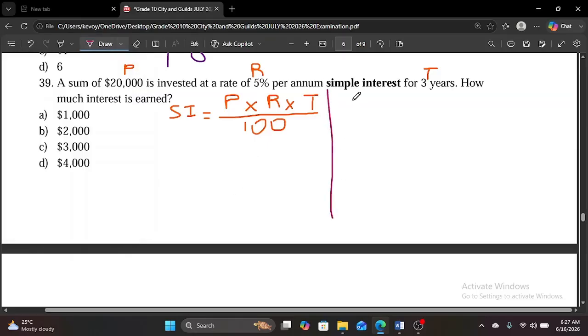So P is going to be 20,000. The 20,000 times the rate, which is 5%, so that's 5, times the time, which is 3 years, so multiply by 3, all over 100.